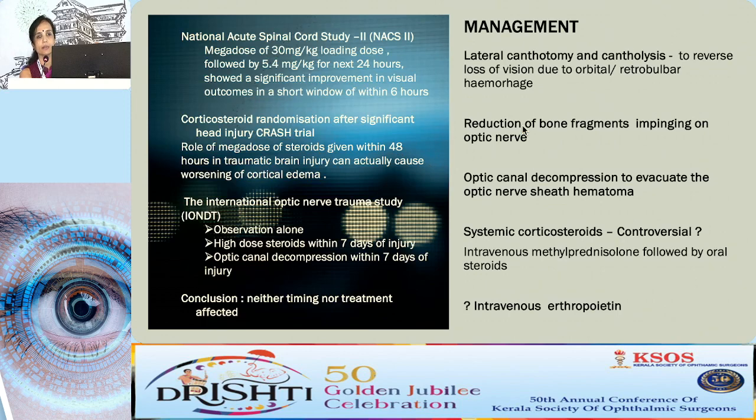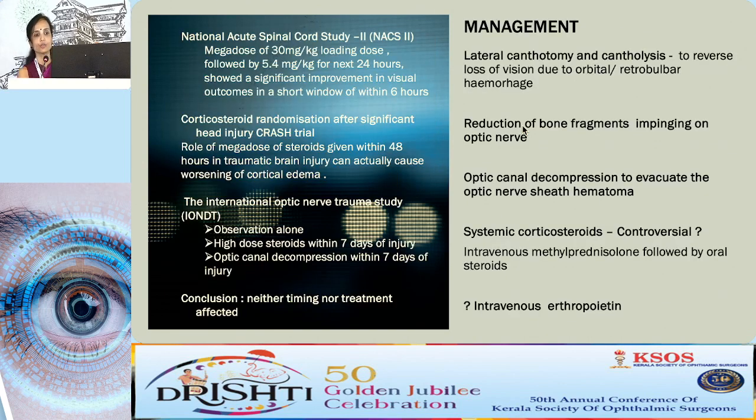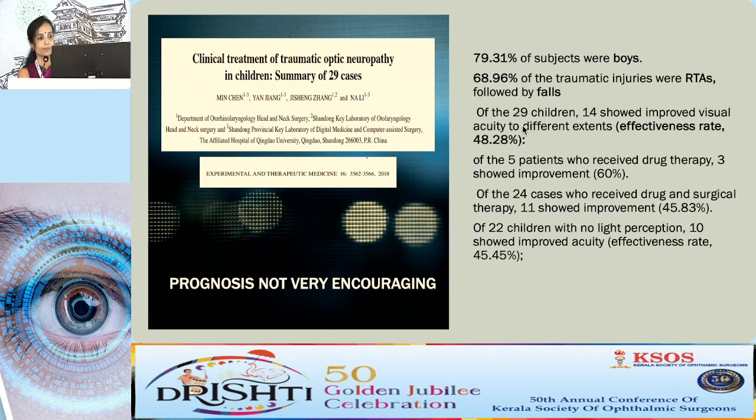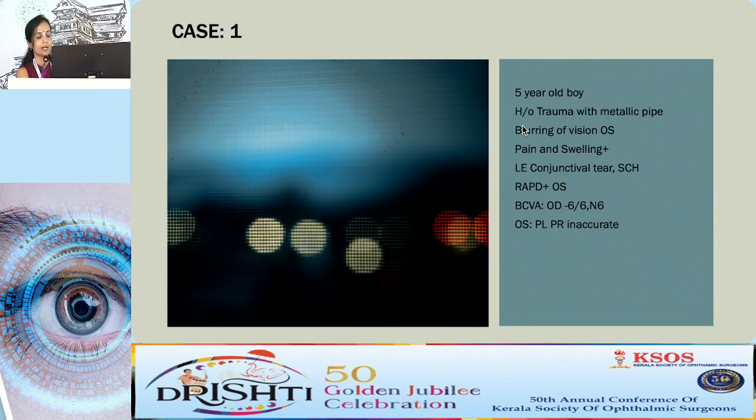So there is controversy regarding management of traumatic optic neuropathy. But what we generally do is, if there is a direct traumatic optic neuropathy with a hematoma or a bone fracture impinging on it, you have to go and do a surgical intervention. Systemic corticosteroids are controversial, but we do give IV methylprednisolone if there is no traumatic brain injury. You have to discuss it with the neurosurgeon. There are conflicting reports. In this case series the prognosis was not very encouraging, whereas they found that surgical intervention in the pediatric population did help to improve the vision in as many as 80 of their case series patients. So just a few cases.